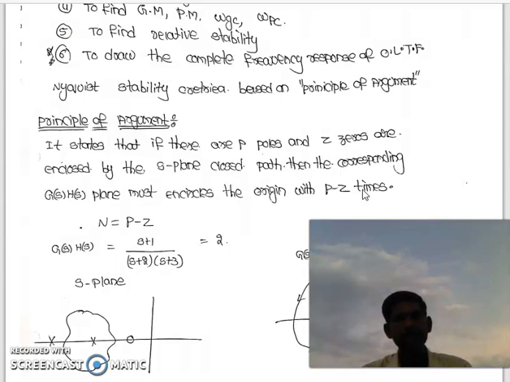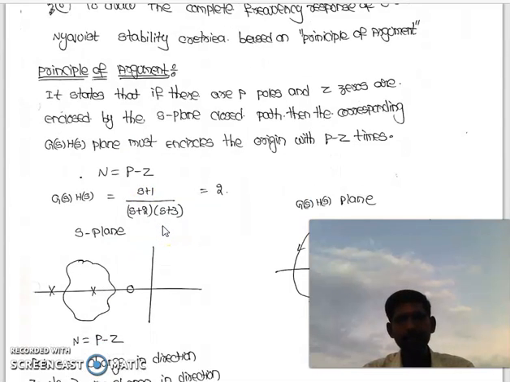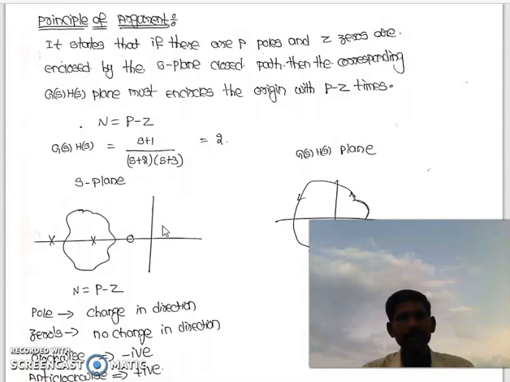The principle of argument states that if there are P poles and Z zeros enclosed by the S-plane closed path, then the corresponding G(S)H(S) plane must encircle the origin P minus Z times. That is, N equals P minus Z. Now let us see it in detail.